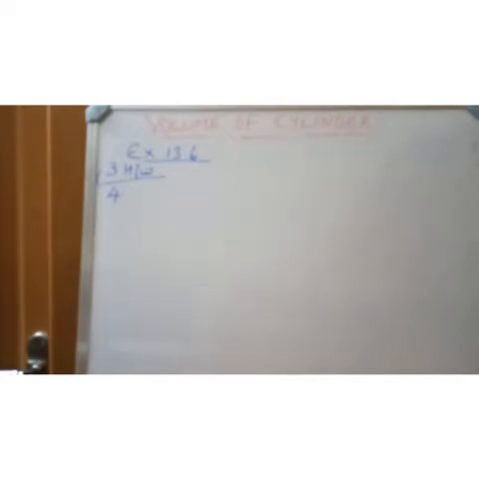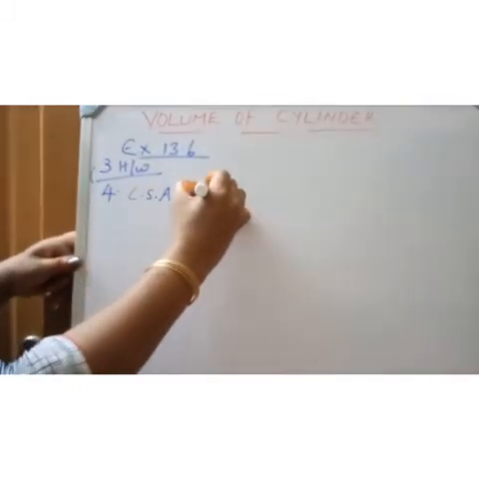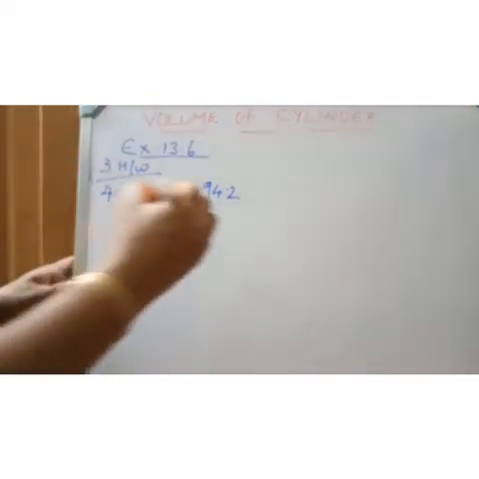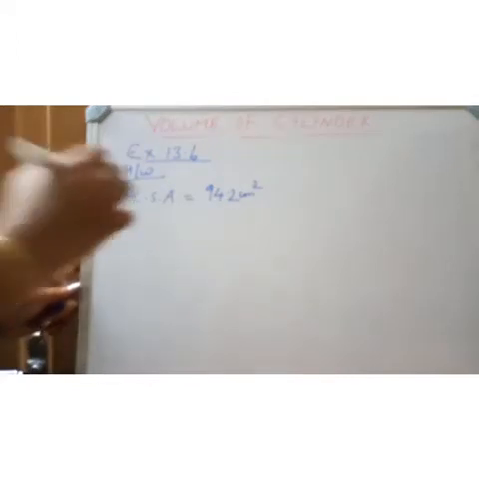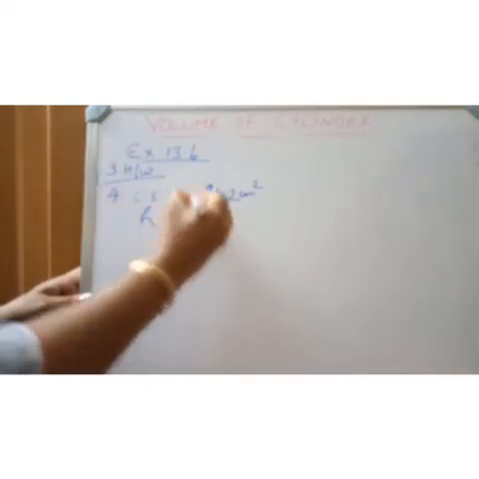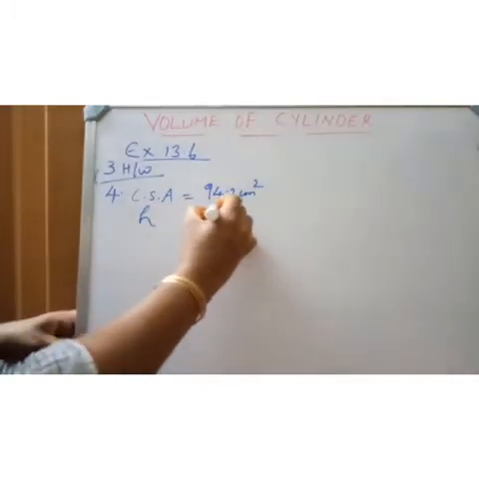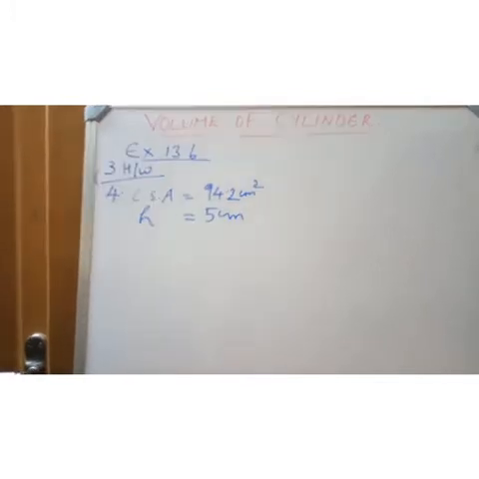So lateral surface area or curved surface area is given as CSA of cylinder. They have given 94.2 centimeter square. And the height h is equal to, what is the height given in the question? 5 centimeter. Okay.